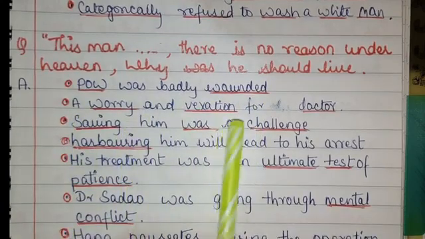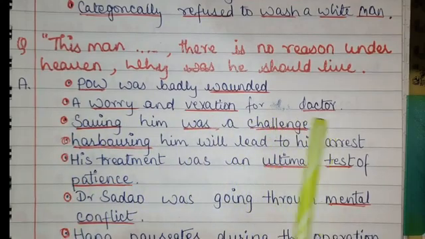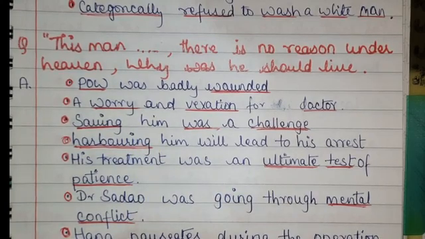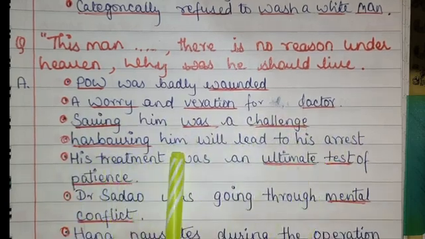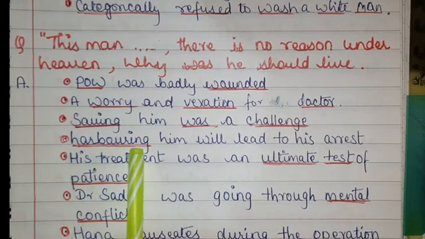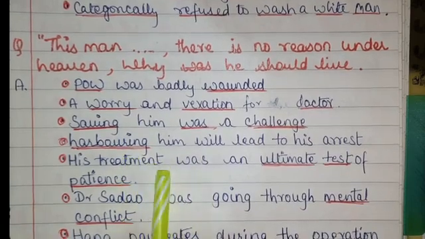A worry and vexation for the doctor, because if the patient dies, he will question his identity as a doctor, and if the patient becomes happy, healthy, wealthy, then obviously they are going to respect the doctor. Okay, a worry, a vexation for the doctor. Saving him was a challenge. Harboring him will lead to his arrest. This concern was also there. Keeping that man inside the house is not legal, especially when it is wartime and he is from an enemy country. Therefore, he totally denied.